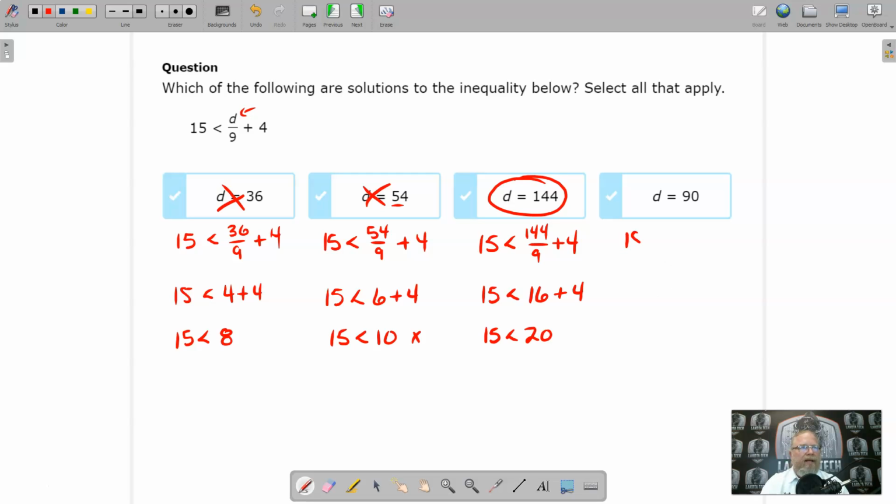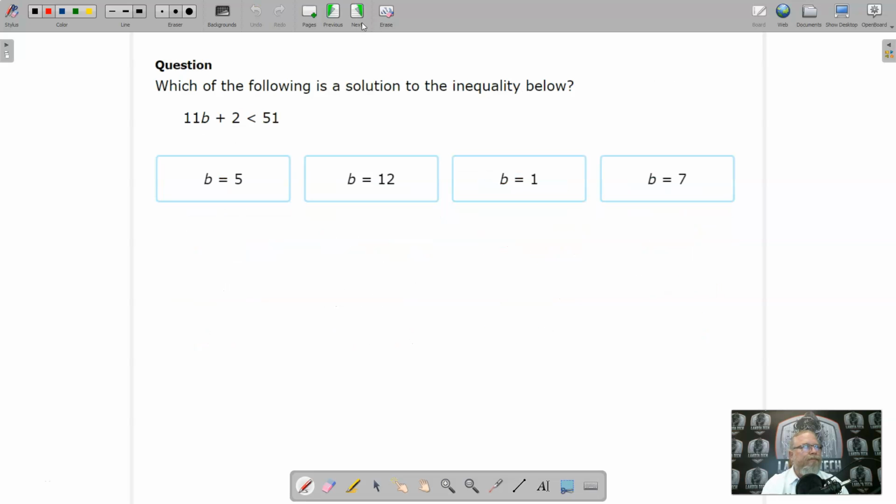And then finally, on the last one, 15 is less than 90 divided by 9. And what if I add 4 to that? 90 divided by 9 is 10. Let's add 4. And then we would end up with 15 is less than 14. Is this true? No, it's not. So the only correct solution would be the third one, where d is equal to 144.